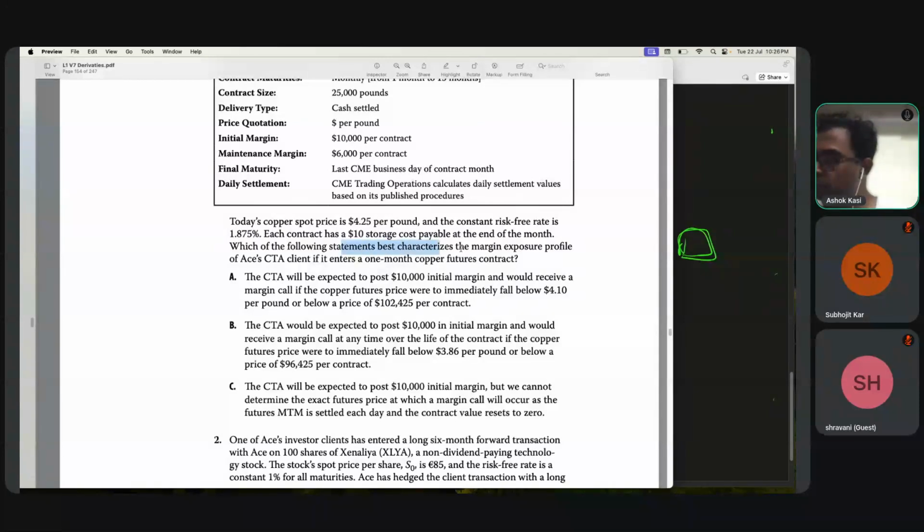Which of the following statements best characterizes the margin exposure profile of ACE's CTA client if it enters a 1-month copper futures contract? The CTA will be expected to post 10,000 initial margin and would receive a margin call if the copper future price were to immediately fall below 4.10 per pound, below a price of 102.